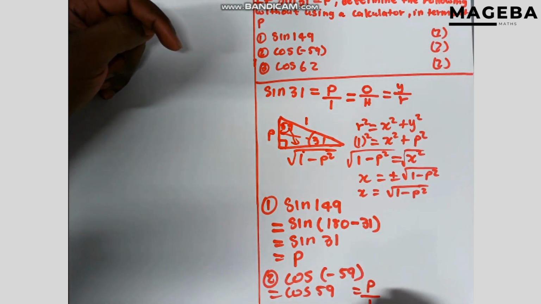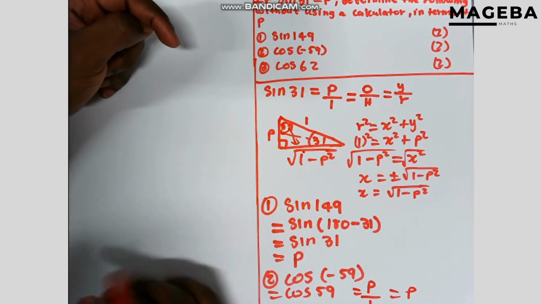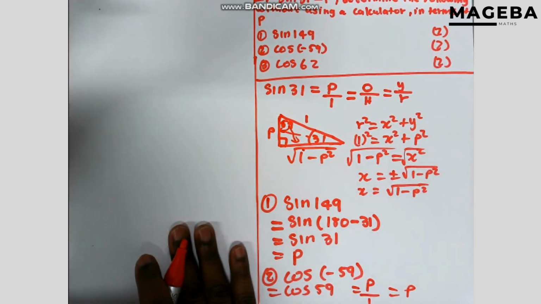Hypotenuse, it's 1, so it's over 1. So our answer here, what is it? It's p. I hope you understand that one.